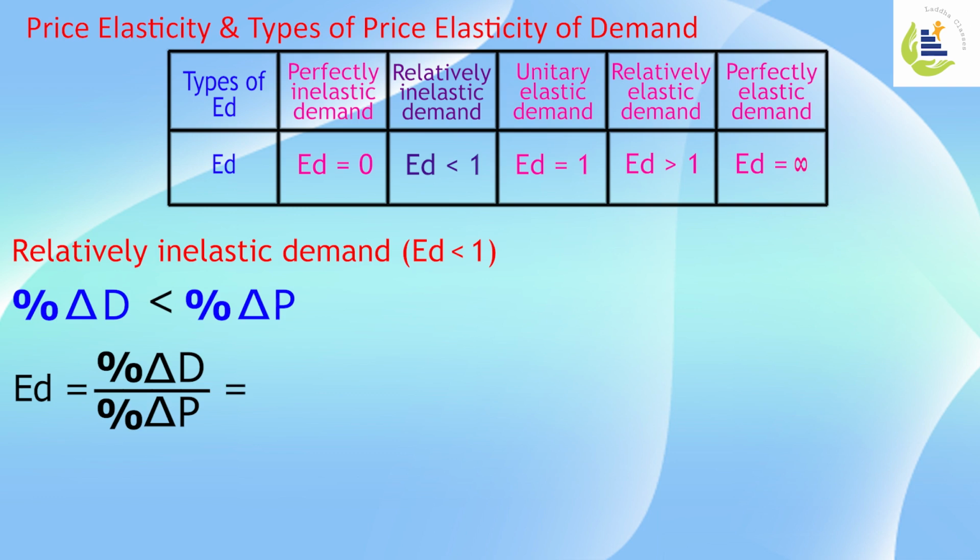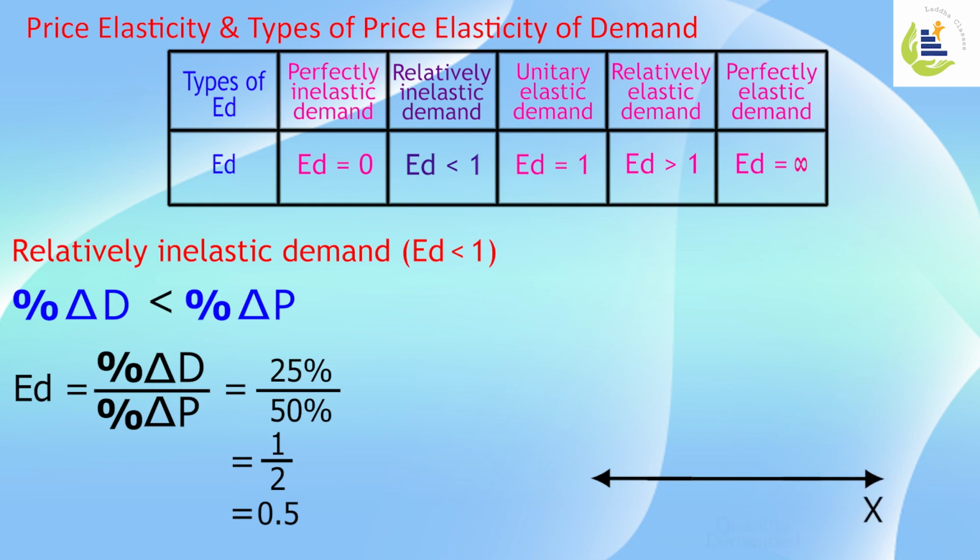Let's say my demand increases by 25% and my price reduces by 50%. So what happens? It is 25 over 50, it's 1 by 2, 0.5. So price elasticity of demand is less than 1. Now what happens in this case? The rate at which price is changing is faster and the change in demand is lesser. So if we plot this graph, when elasticity of demand is less than 1, we call it relatively inelastic demand.